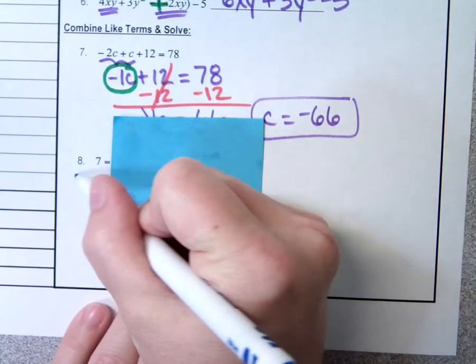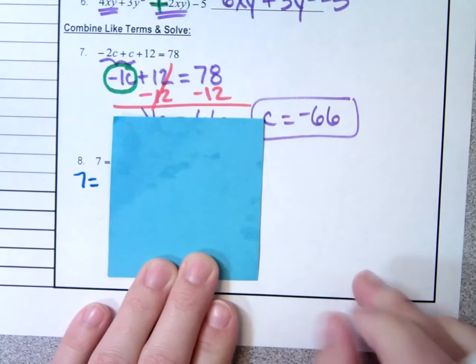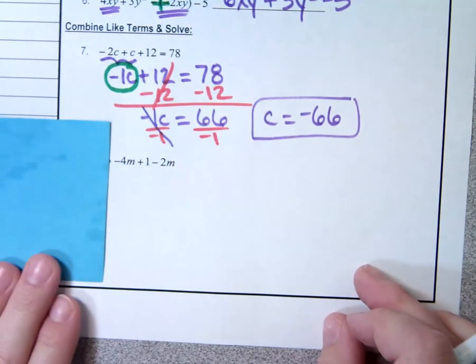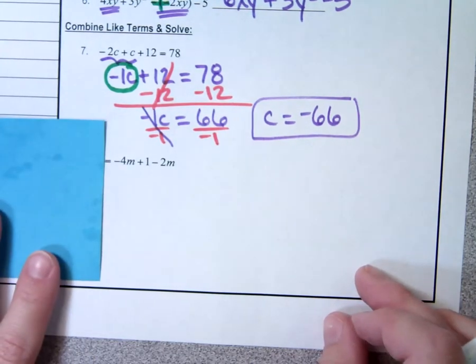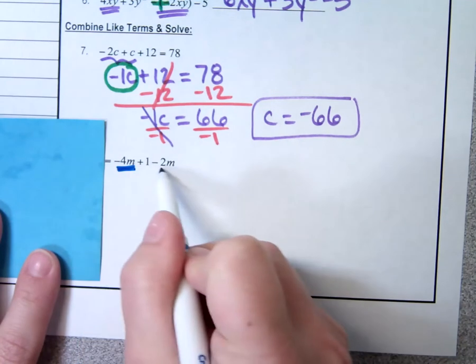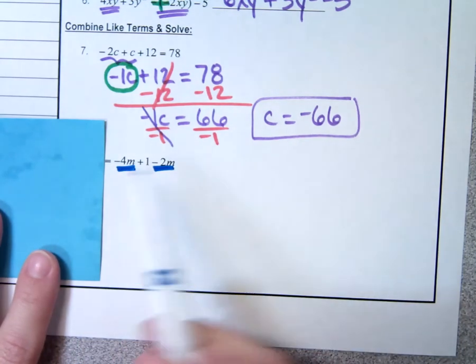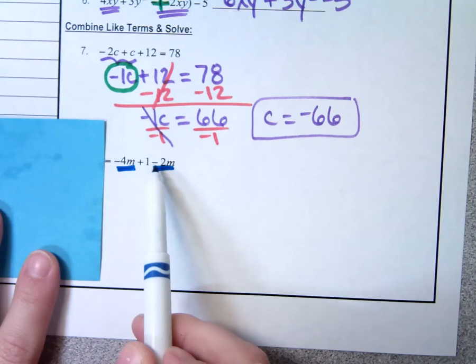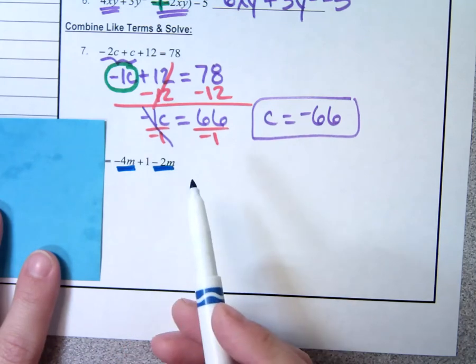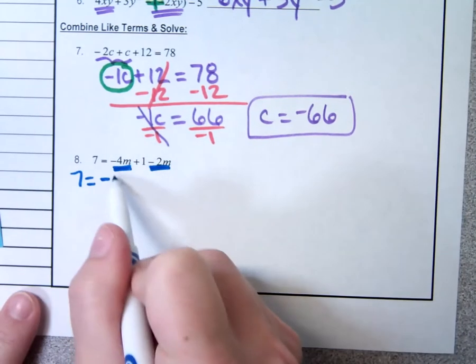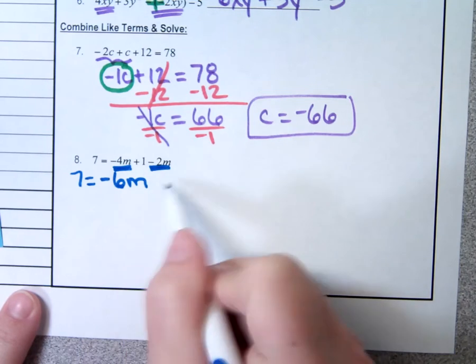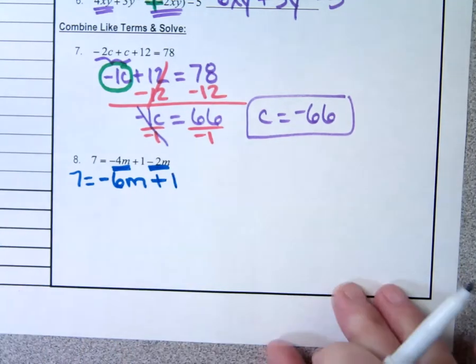So looking at problem 8, I don't have any like terms on the left side of the equals, so I'm just going to bring down the 7 and the equals. But on the right-hand side, I do have like terms, so I want to combine those. So here's an m, here's an m. What would you get if you combine a negative 4m minus 2m? A negative 6m. And then this plus 1, I just bring it down.